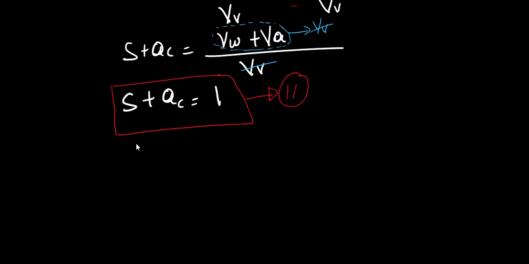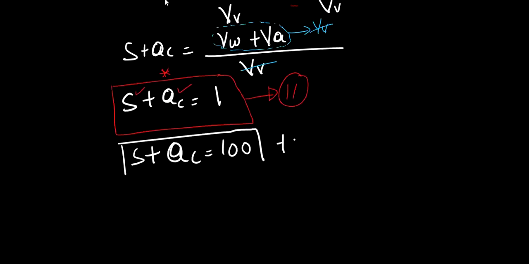How this relation helps us is, if in a question you are given only the air content, you can easily find the saturation by subtracting the air content from 1, or if you are given the saturation, you can find the air content by subtracting the saturation from 1. If it is given in percentage, our equation will change: saturation plus air content is equal to 100%, if either saturation or air content is given in percentage.